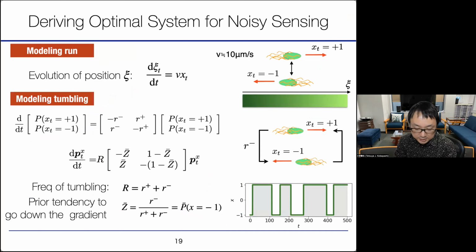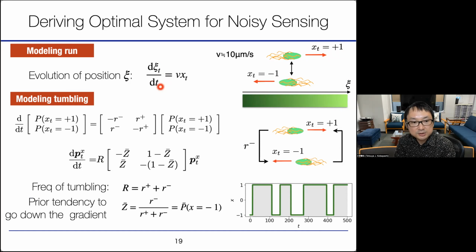To this end, we first define what kind of task an E. coli is solving. We suppose that E. coli wants to know whether it is going up the gradient or down the gradient. So xt is a variable representing it. If it is going up the gradient, this xt is +1. If it is going down, then it is -1. So we define the axis around the gradient, xi.